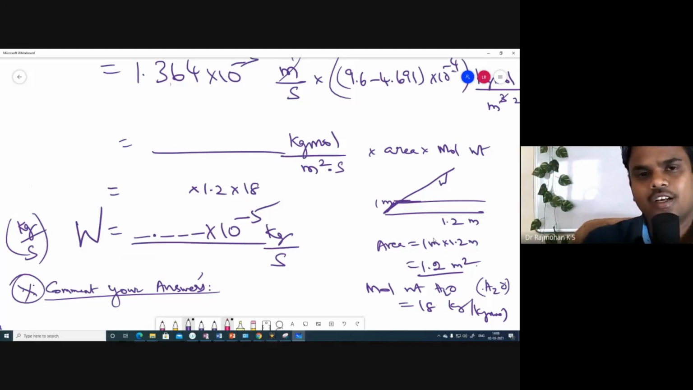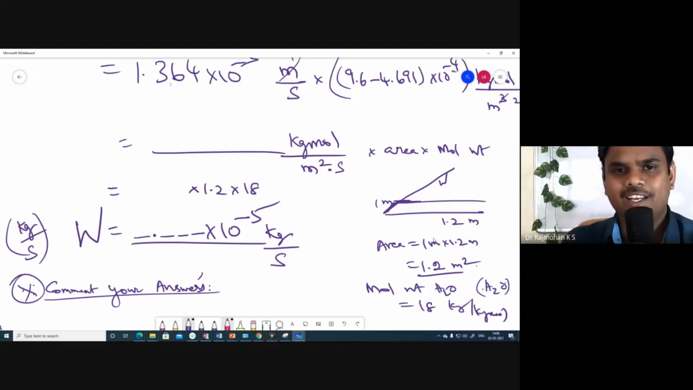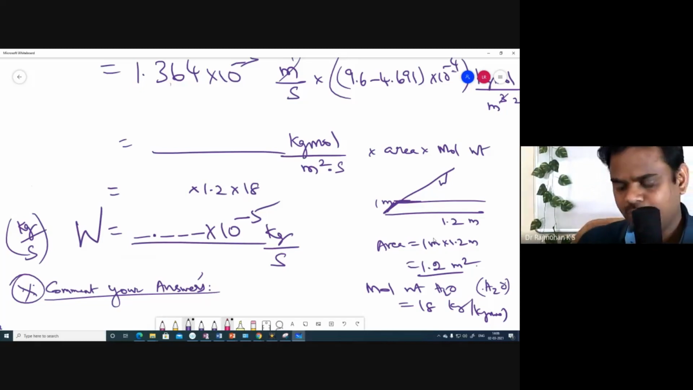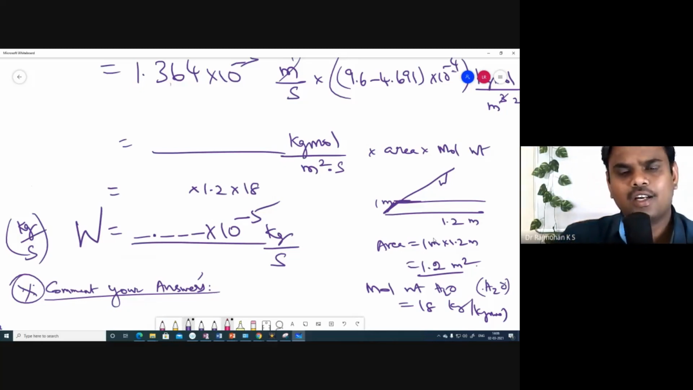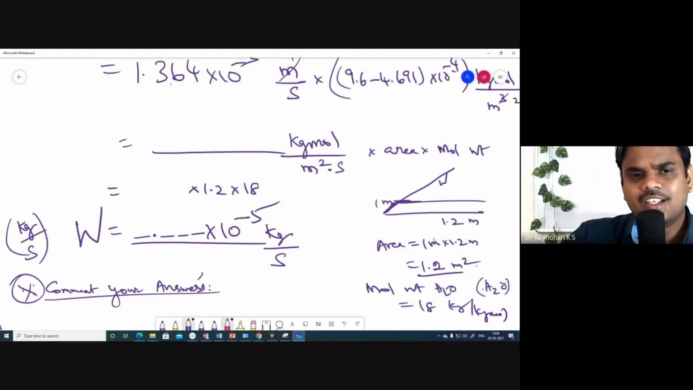It is the concept of film theory, the theory of mass transfer, which we will discuss in a separate lecture. We have a thin film through which the mass transfer is taking place, and at one end we have 20 degrees Celsius, and at the other end we have air temperature, which is 32 degrees Celsius. So we have considered 26 degrees Celsius as the average temperature: 20 plus 32 by 2, we got 26 degrees Celsius.